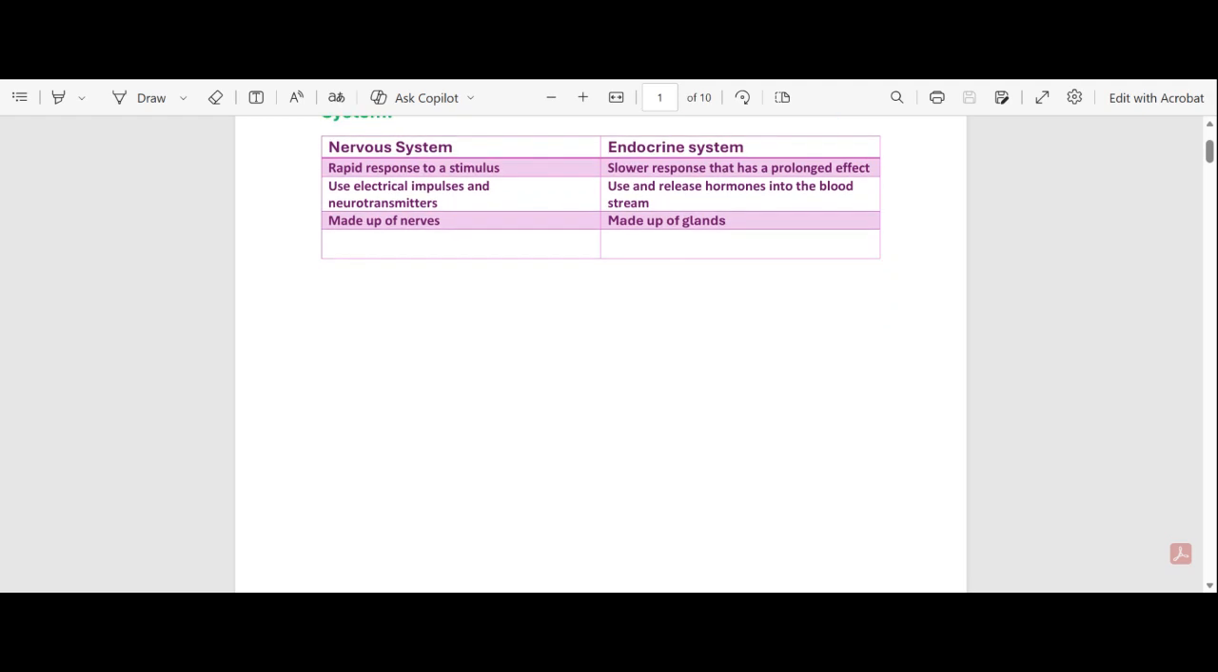The second point is that the nervous system uses electrical impulses and neurotransmitters to communicate, right? So it uses electrical impulses and neurotransmitters to communicate or to send a message. Whereas the endocrine system uses and releases hormones directly into the bloodstream. So the endocrine system is a system of hormones that are communicating with each other, right? Those hormones are secreted directly into the bloodstream. So when it comes to the endocrine system, now we're talking about hormones. We're no longer talking about electrical impulses.